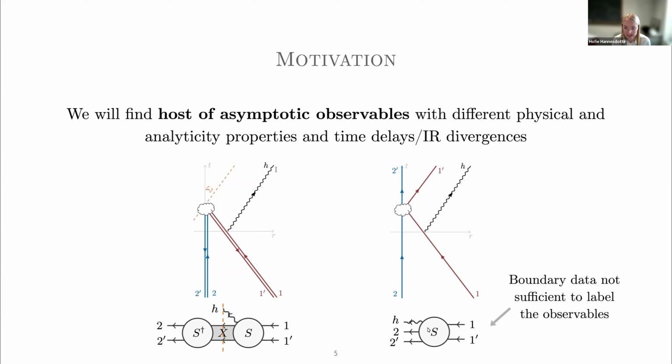So here I've given you just a preview of something that we're going to find, and we're going to start drawing diagrams like this. So this denotes the S matrix. And this is a different observable than the S matrix. It's almost S S-dagger stitched together, but there is actually an extra particle emitted here. And we're going to see that these two correspond to observables that we can measure with only data at infinity, but they're going to have different infrared divergences. So one important point is that the boundary data is not sufficient to label the observables. We'll see that in addition to the boundary data, we also need to specify basically the time contour.